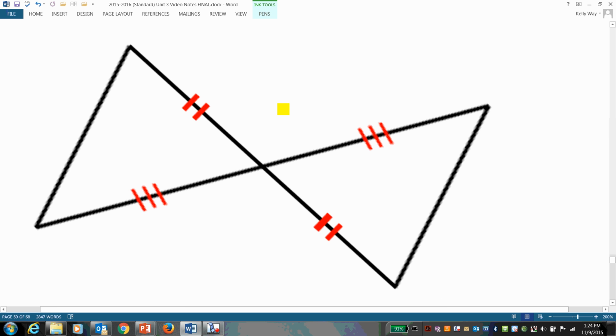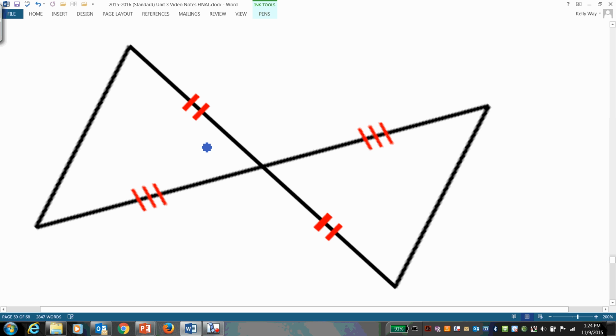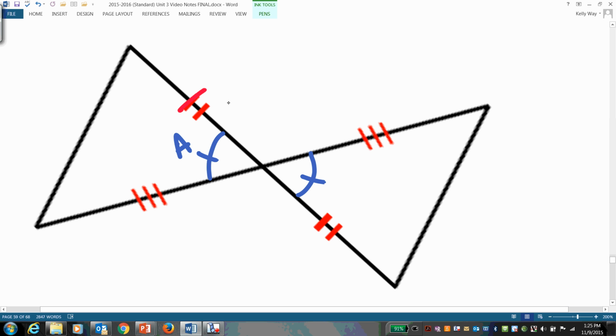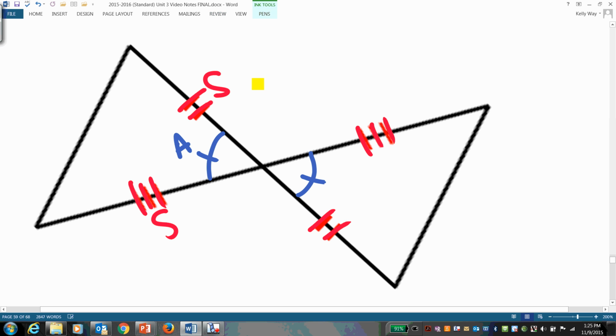For example, let's mark our freebie here. Our freebie are the bow ties or vertical angles, so A for angles. And then we come over here and we have a pair of sides, another pair of sides. So we know these triangles are congruent by side, angle, side.